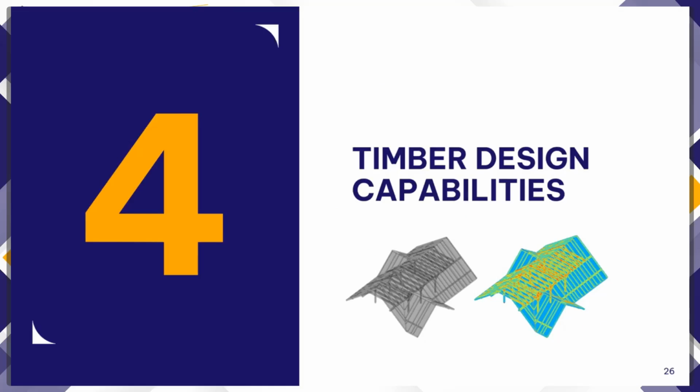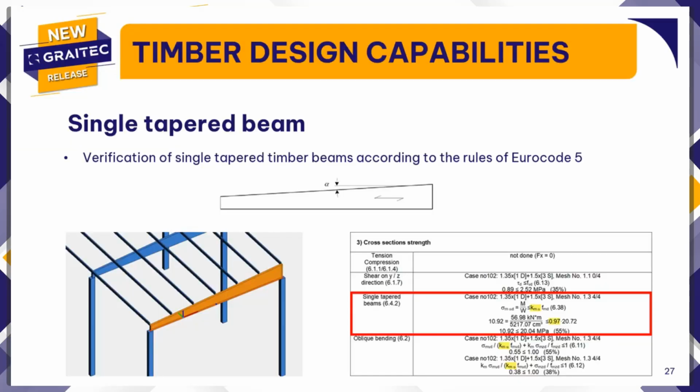Now it's time for timber design capabilities, improvements in that area. So Advanced Design 2025 is now able to design single tapered beams according to Eurocode 5. Tapered beams are rectangular in section with a linear slope on one side, top or bottom, and are usually made from glue laminated timber. The rules for design are described in paragraph 6 of Eurocode 5, and in short, during the calculation, special factors reduce some strengths, like the bending strengths.